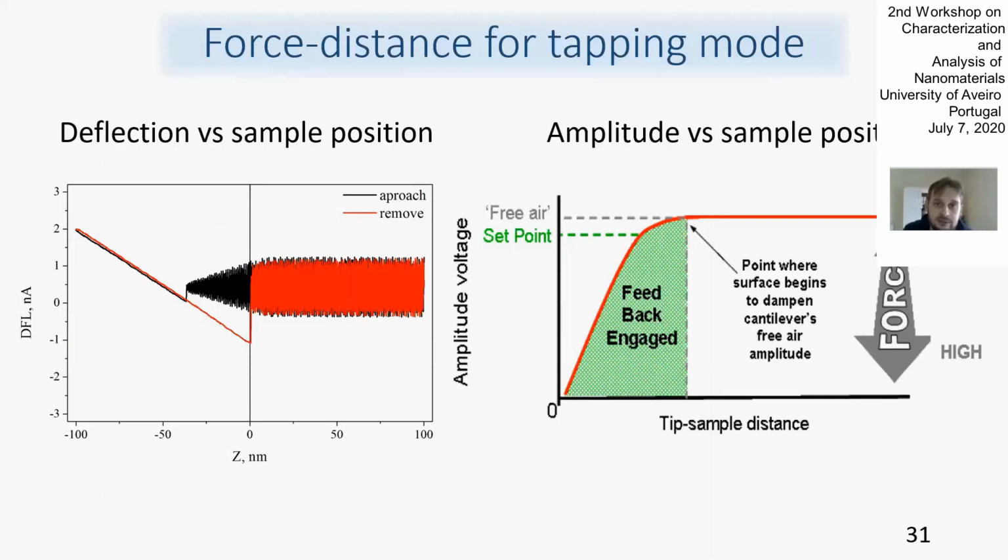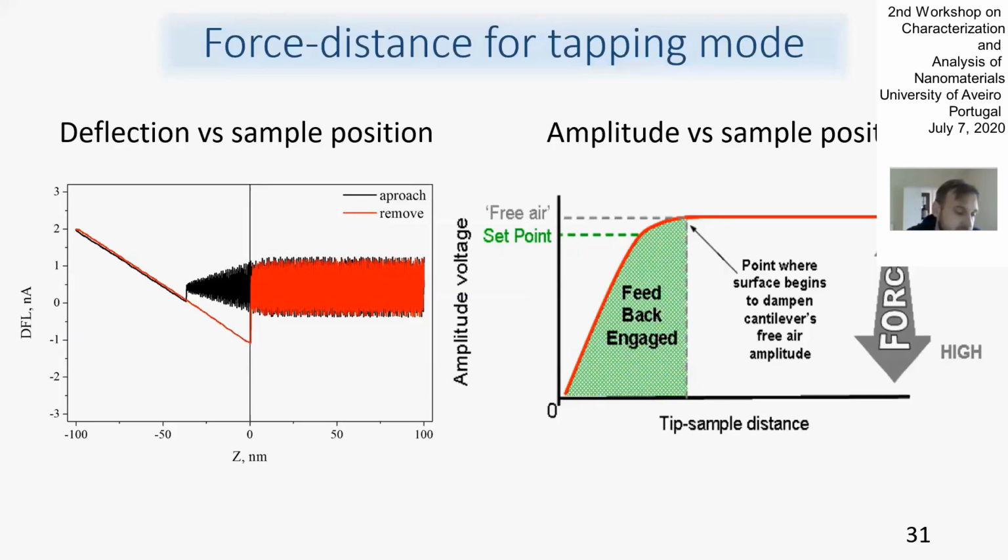If you work with the deflection signal in a contact mode, as we saw before, decreasing the tip-surface distance leads to a linear increase of the force. So it means that if we put a higher deflection signal set point, you will increase the force which you apply to the tip. But in contrast, if you work with the tapping mode, you organize your experiments in a different way.